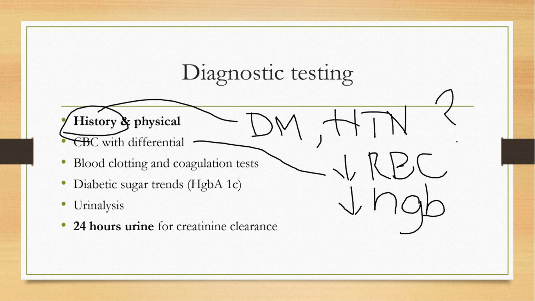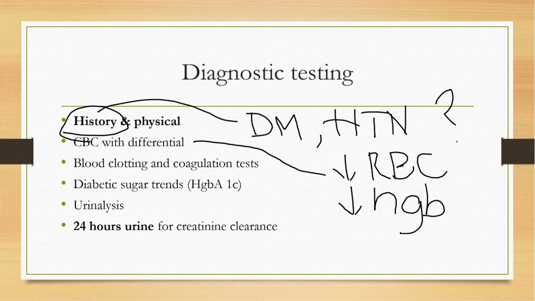These guys have a tendency to have bleeding issues, so they'll do clotting studies, coagulation tests. If they are diabetic, we like to see what their hemoglobin A1C is telling us. Remember, a hemoglobin A1C gives us a snapshot of the daily blood sugar level over the last 3 months.